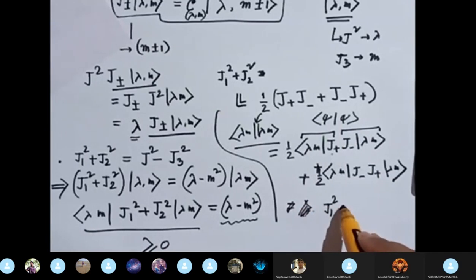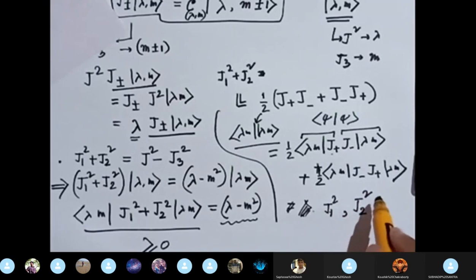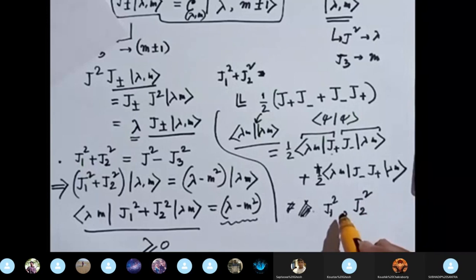See, if J1 is Hermitian, the eigenvalue of J1 square is positive, and the eigenvalue of J2 square is also positive, but they don't have the same eigenstates. Clear? Because the square of an operator will not by itself let you say that the sum is positive. You have to go in this way. Is it clear, or can you follow?